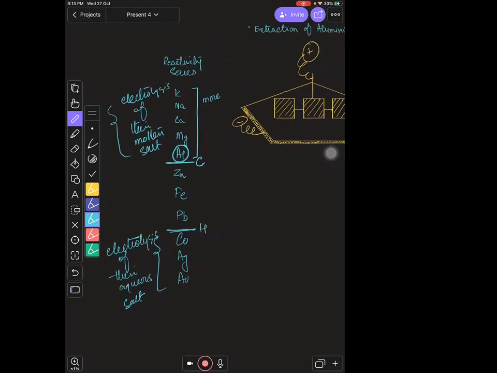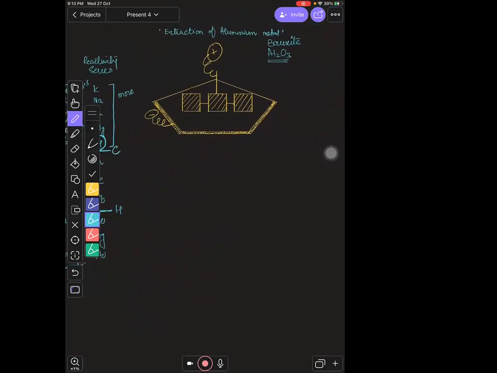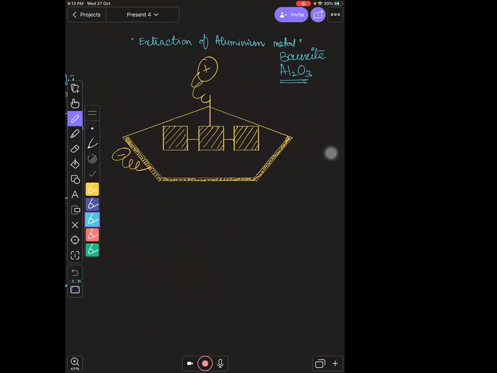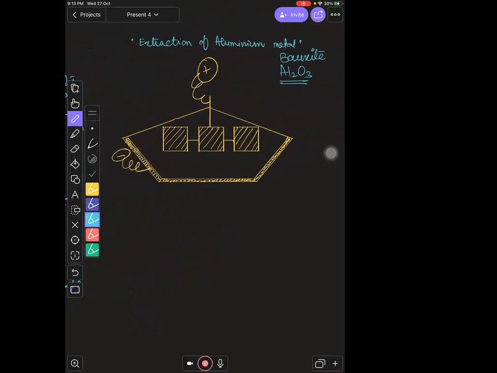So here we have the apparatus for aluminum. You can see over here, this is extraction of aluminum. This is a special case, and this is the special apparatus for it. Now, here we have what? Aluminum oxide, Al2O3. Bauxite is the name of this ore.